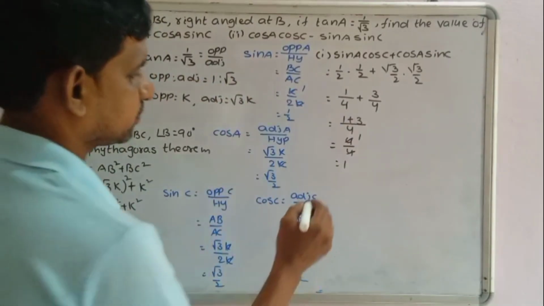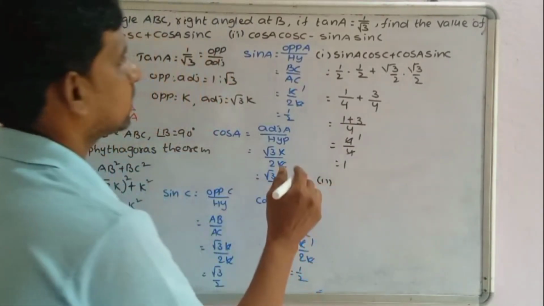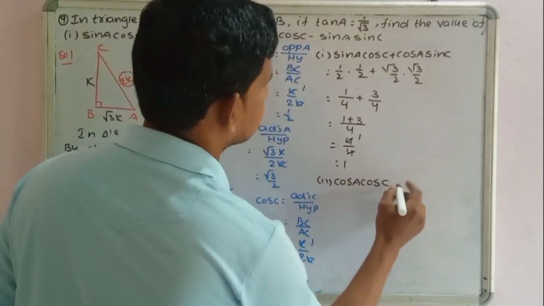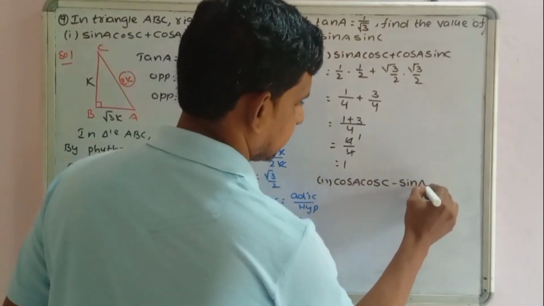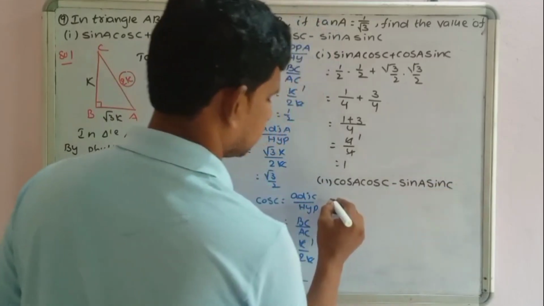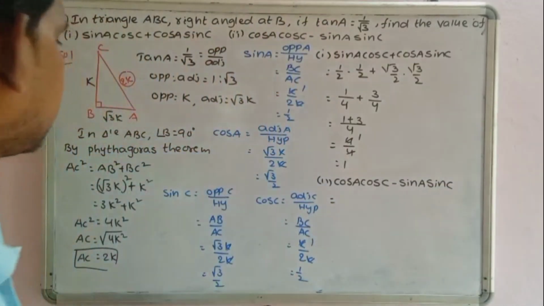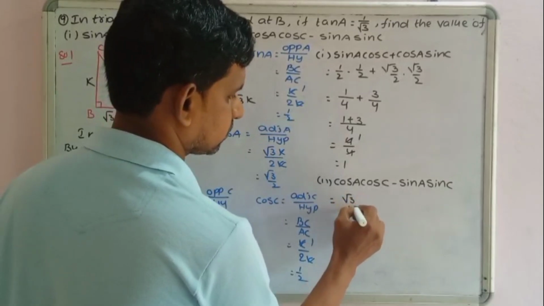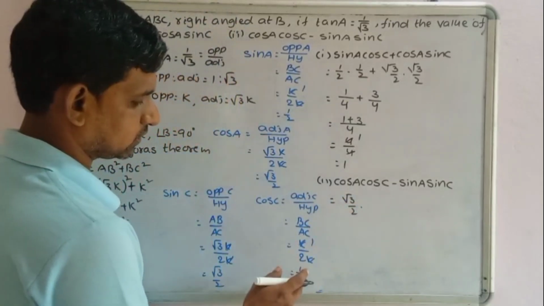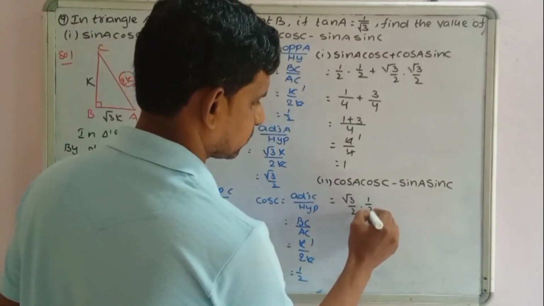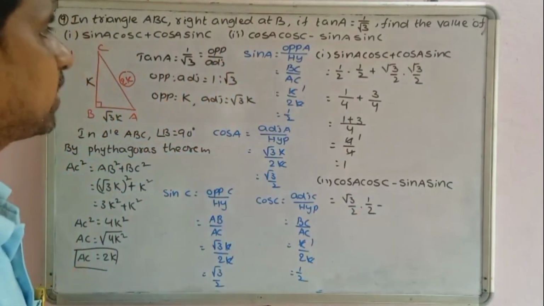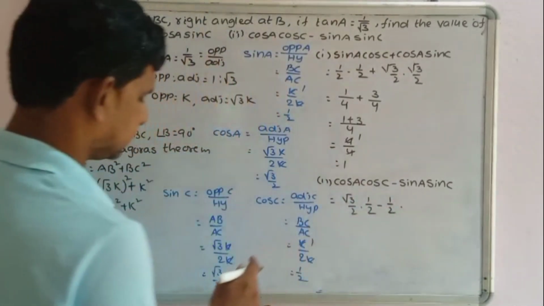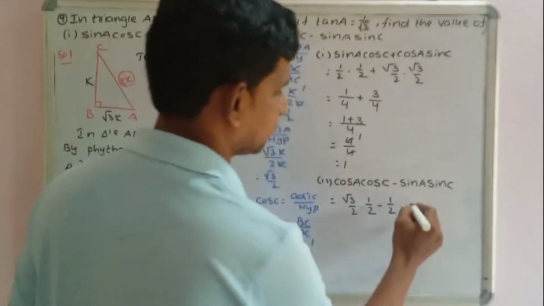See the second one. What is the second one? Cos A cos C minus sin A sin C. Cos A value how much? Cos A value is root 3 by 2. Cos C value is 1 by 2, minus sin A value is 1 by 2, sin C value root 3 by 2.